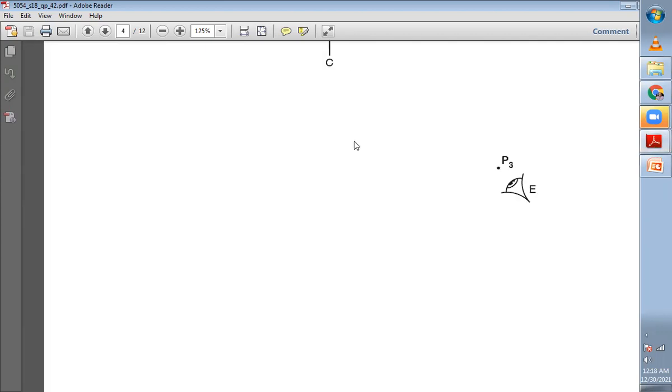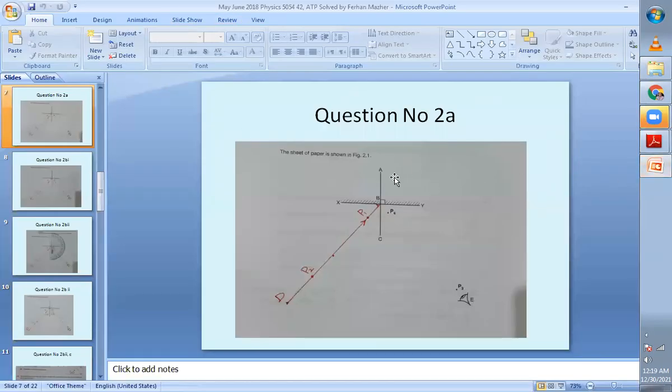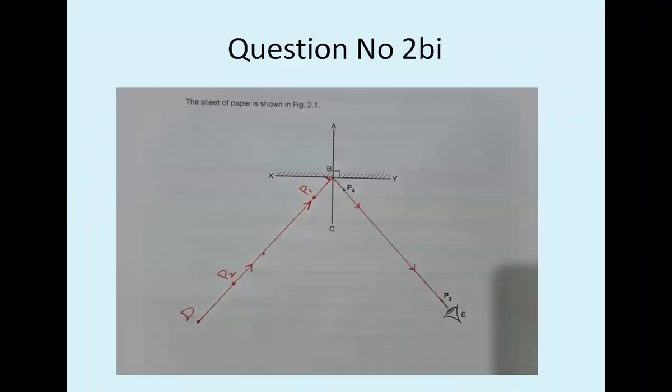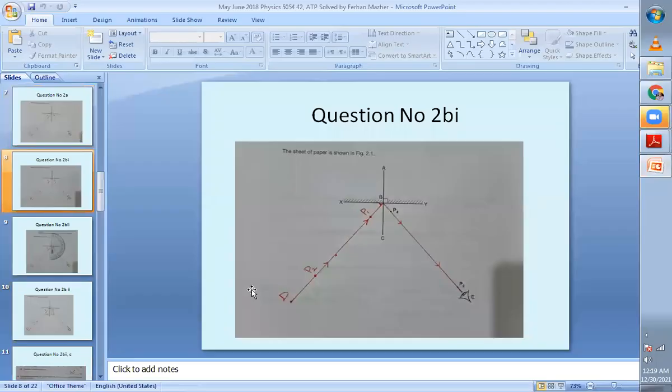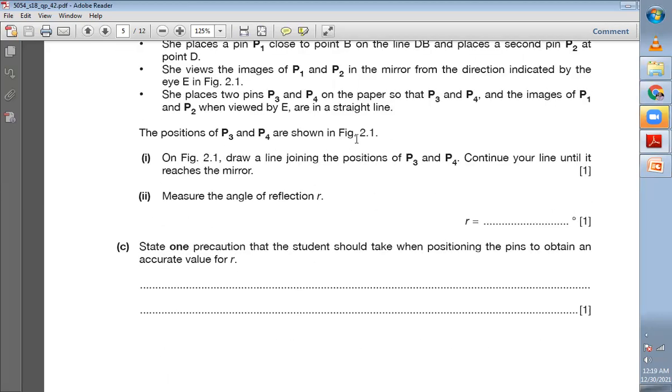Okay. So what we have to do basically, the P3 and the P4, they have already shown. You will join P3 and P4 with each other and until you reach the B point. Here you have already drawn the incident ray. So let me show you. So here you can see I have joined P3 and the P4, the incident ray has already been drawn. This is P3 and P4. Here we have P1, P2. These are the 2 pins which we have put on the line DB. So that is what they are asking us to do. Okay. So now the next part.